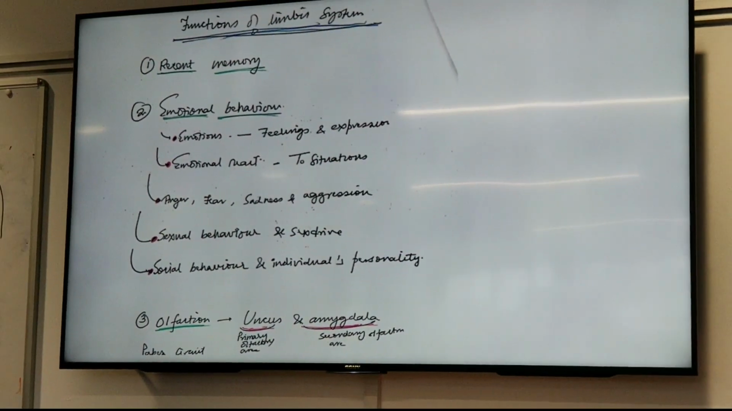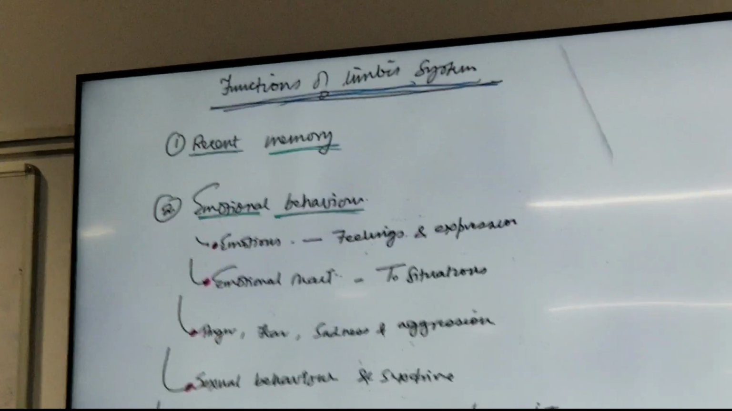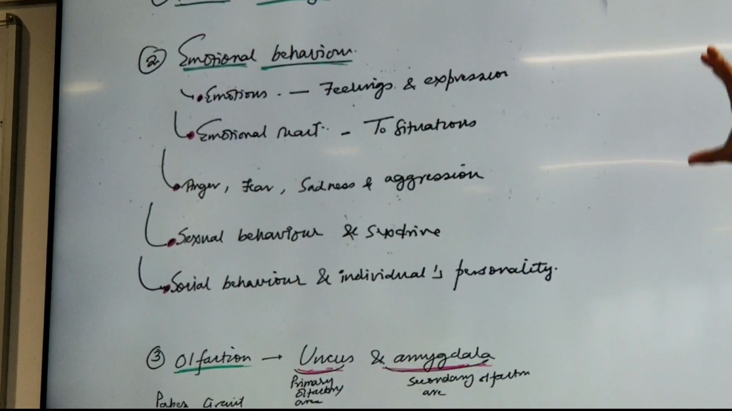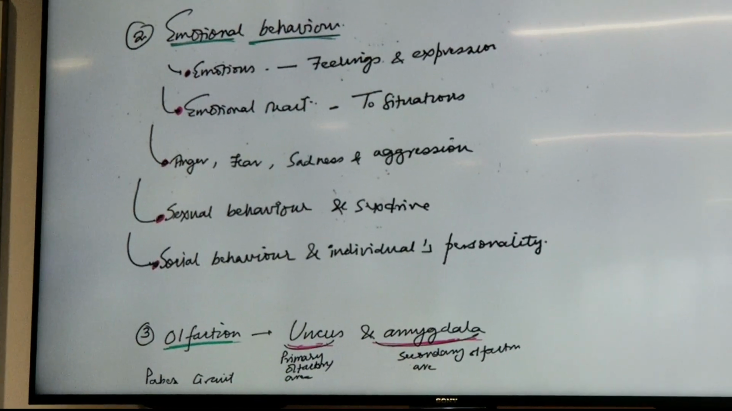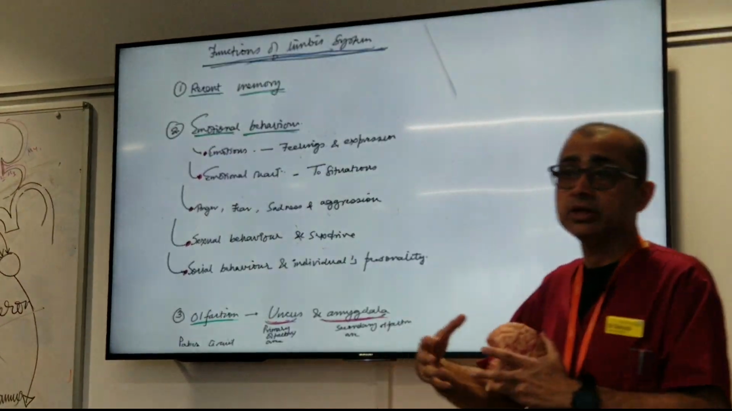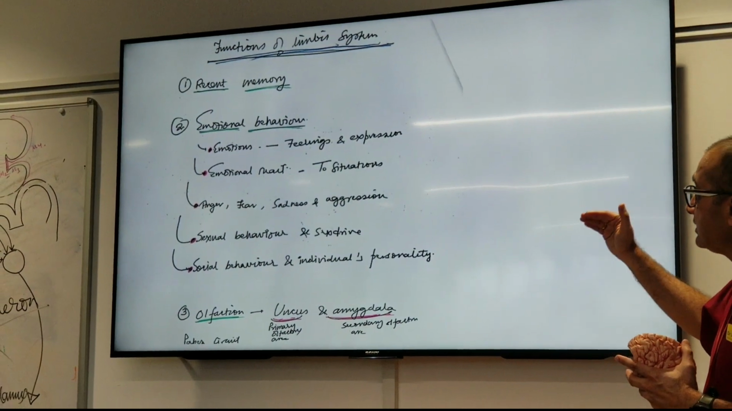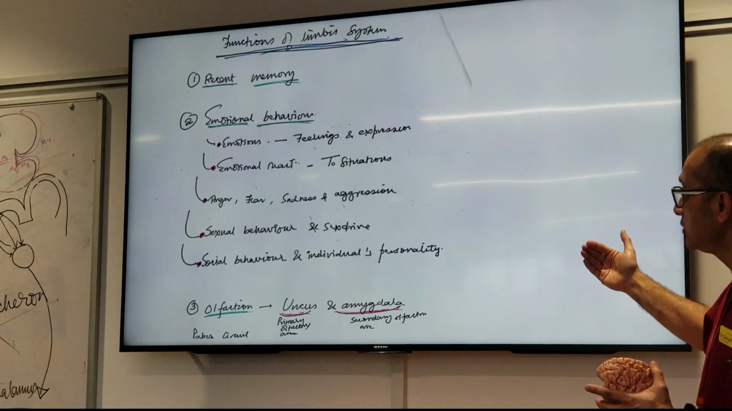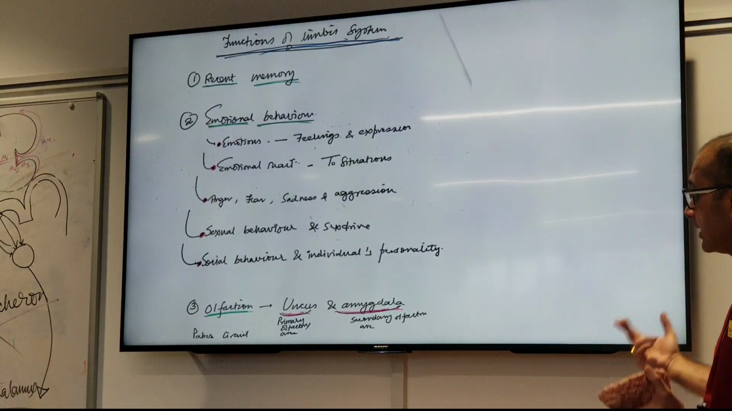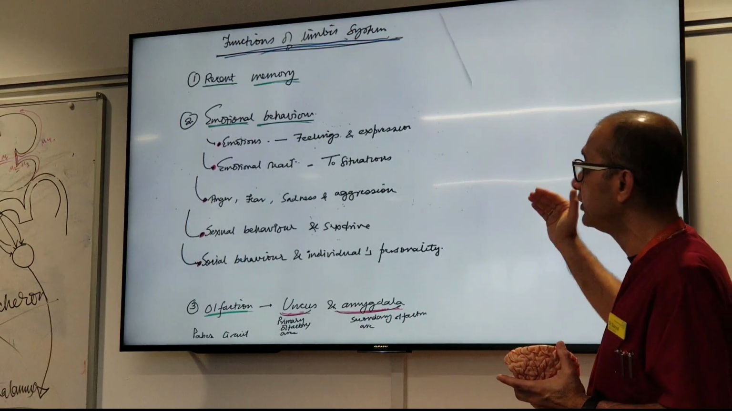Now, what are the functions of the limbic system? One is converting recent memory to long-term memory. That's the memory part. And if any part of that Papez circuit is broken, they can have anterograde amnesia. They will have problems remembering new events and storing them in long-term memory. Emotional behavior, so feelings and expression, emotional reaction to situations, anger, fear, sadness, aggression, sexual behavior, sexual drive, social behavior, and the individual's personality, all are part of the limbic system.